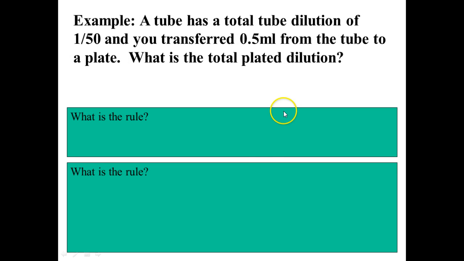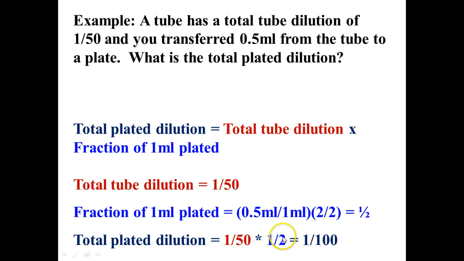I would like to point out that in practice, you don't really want to plate 1 mil of a dilution because it would take too long to soak into the plate. Practically speaking, you have to use smaller volumes, so you're talking about a fraction of it. Same thing here. If you had a dilution of 1/50 and you have 0.5, how would you say 0.5? That's how much of a mil? Half. So you could write that as 1/2, in lowest terms. So 1/50th by 1/2 gives you 1/100. Is that the total plated dilution?